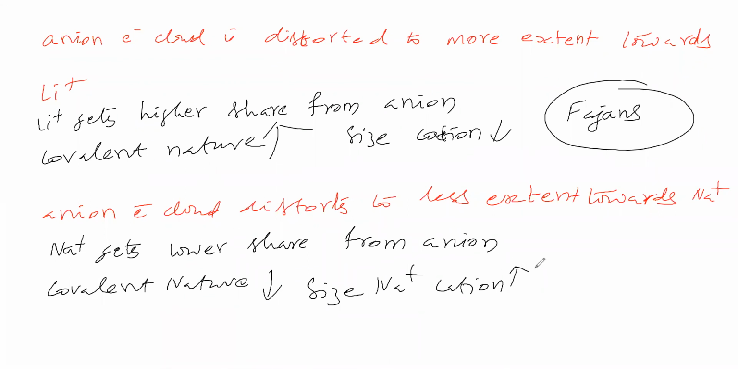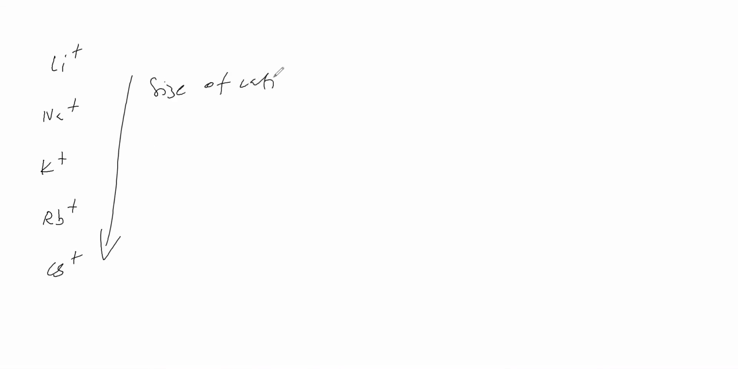Now we will take the first group, the alkali metals: lithium, sodium, potassium, rubidium, cesium. Down the group, the size of the cation increases, therefore polarizing power decreases.